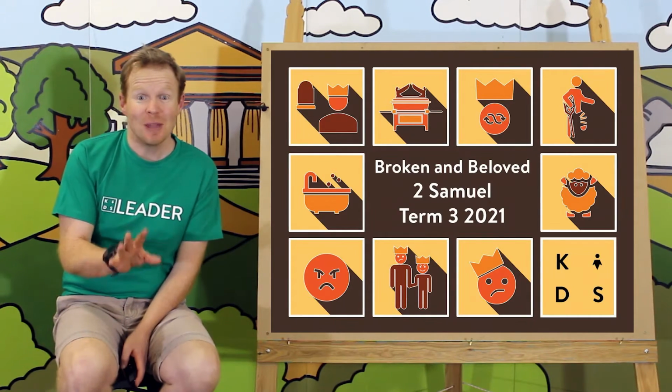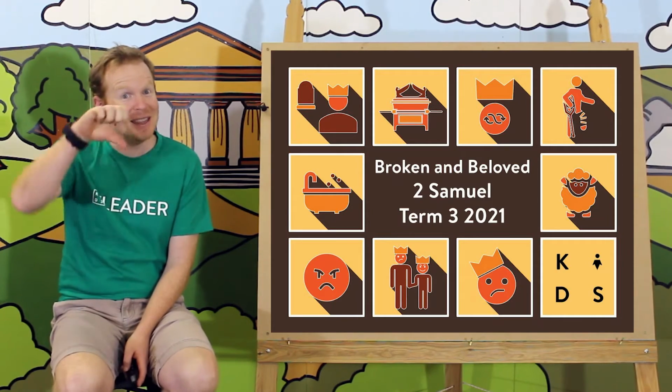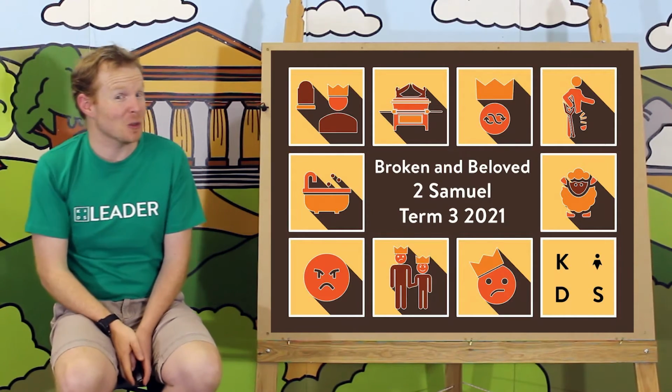Well, what have we learned about over the last couple of weeks? Well, we've been learning about the book of 2 Samuel, and we've been learning about David's kingdom, the ups and the downs.